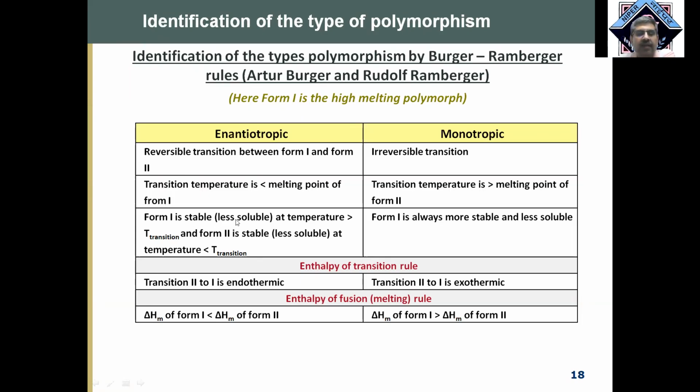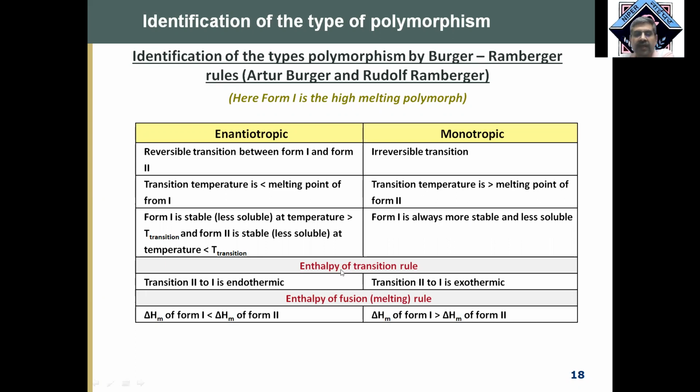Form 1 is stable, that is, less soluble at temperatures greater than T transition, while form 2 is stable, that is, less soluble at temperatures less than T transition. Whichever form is more stable will be less soluble in water. In the case of monotropy, there is an irreversible transition. Transition temperature is greater than the melting point of form 2, which means there cannot be any transition in the solid state. Form 1 is always more stable and less soluble as compared to form 2.